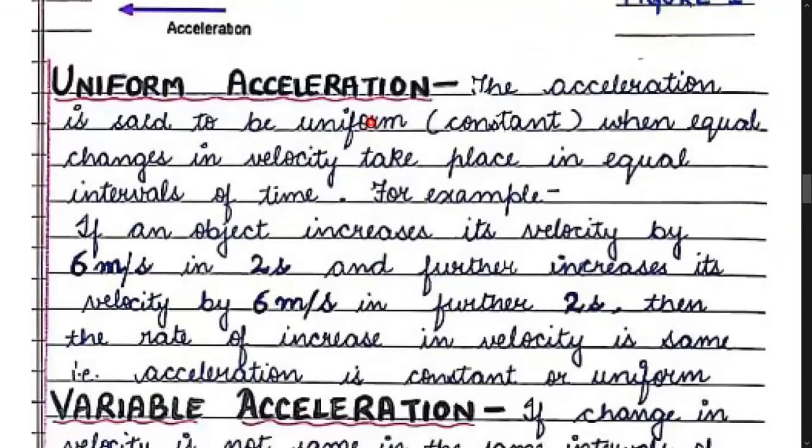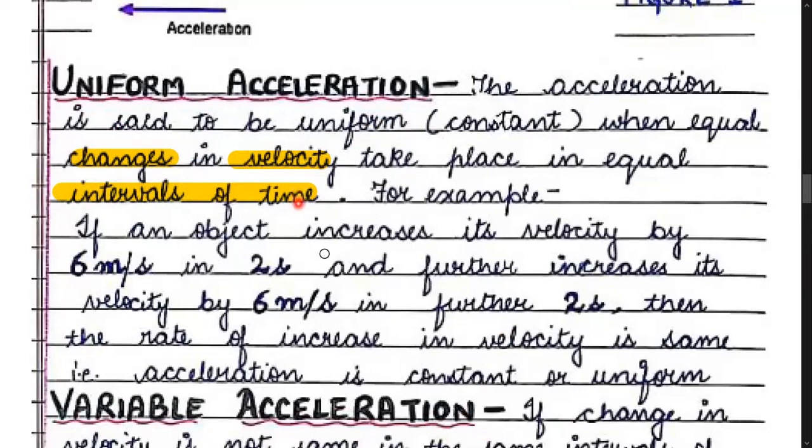So children, let us learn uniform acceleration. The acceleration is said to be uniform or constant when equal changes in velocity take place in equal intervals of time. What is this? When velocity is changing, but in equal manner.